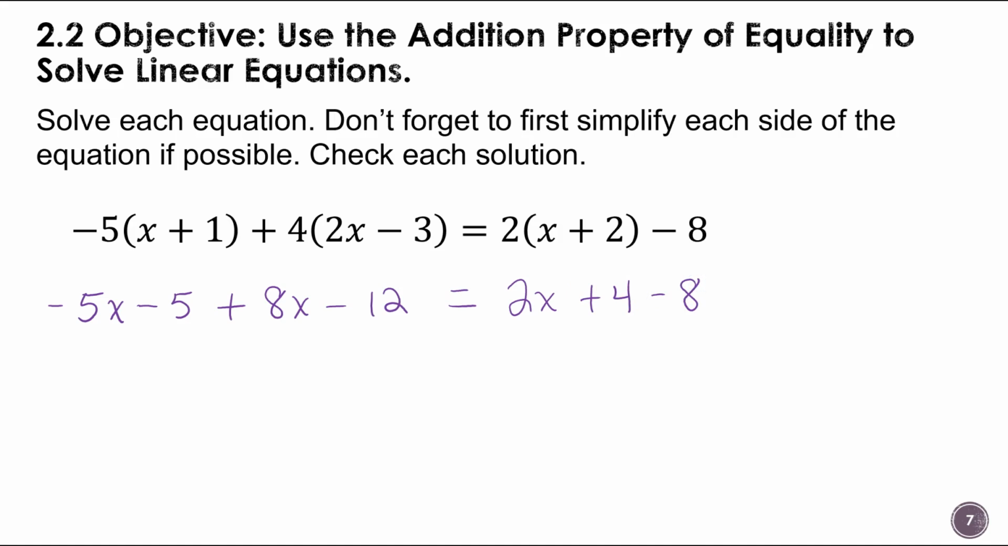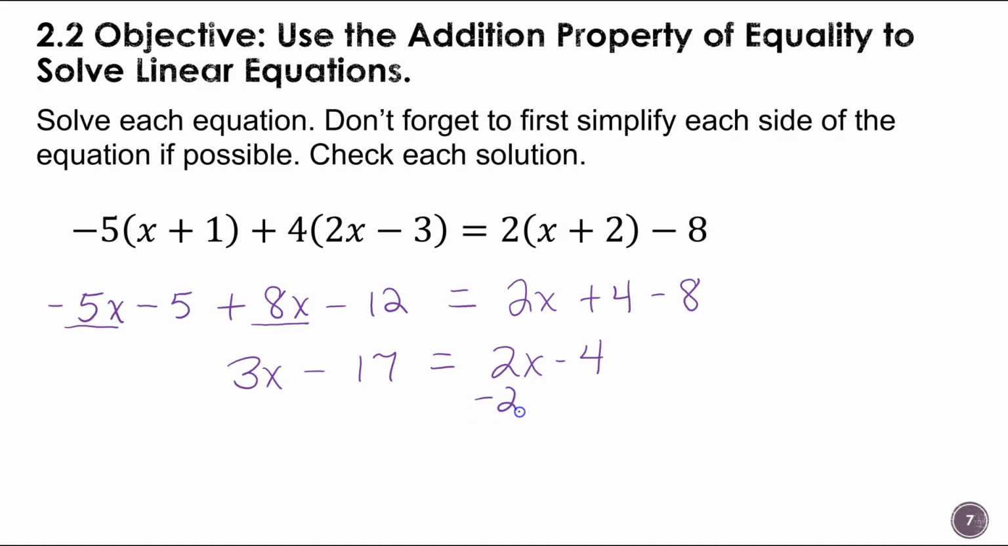Now, as you can see, we have quite a bit going on both sides. I'm going to combine my like terms of negative 5x and 8x, so that's a 3x. Negative 5 and negative 12, that would be negative 17. Equals 2x, 4 minus 8 is negative 4. So now we've got it to just 4 different terms, and you have to be sure that you don't try to solve until you have it to 4 terms or less.